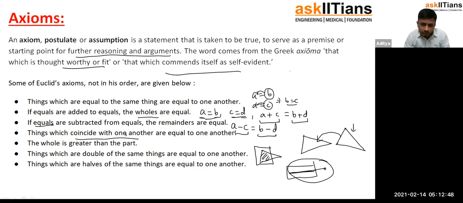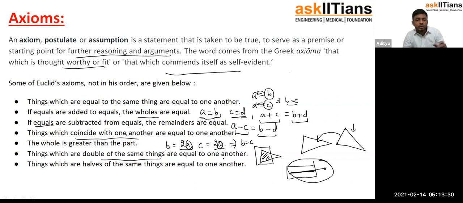Things which are double of the same things are equal to one another. So let's say there is a quantity B which is double of A, and there is a quantity C which is also double of A. So they are double of the same things, then they will be equal to each other. Of course they will be equal because B is equal to 2A, and C is also equal to 2A. So they both will be equal to each other, right? As we said, these are very basic facts. There is nothing hard here. These are self-evident. So there isn't much to think about, right?